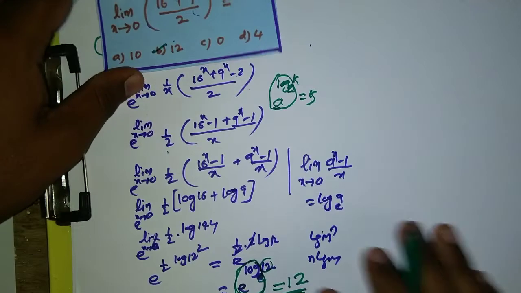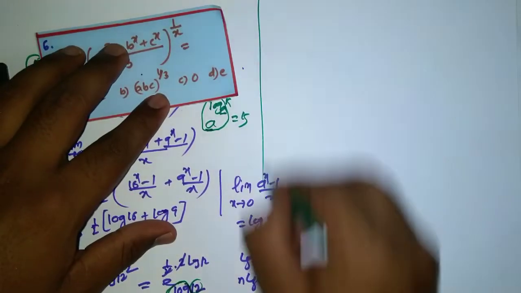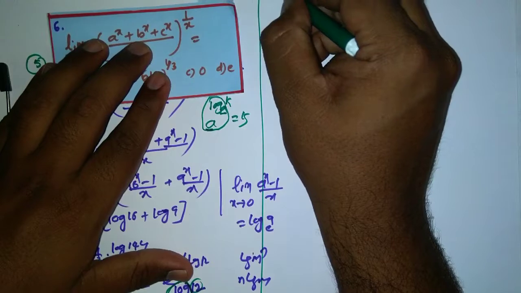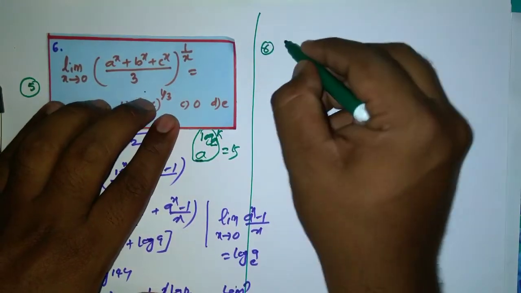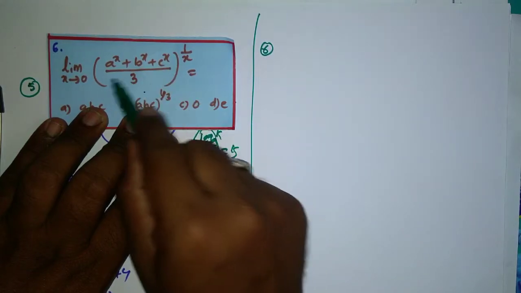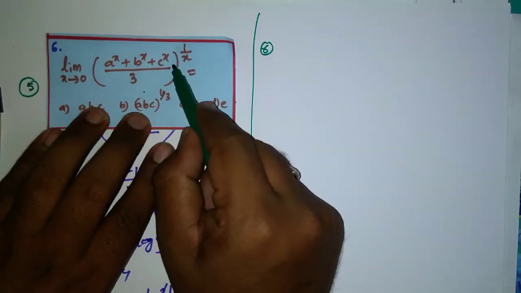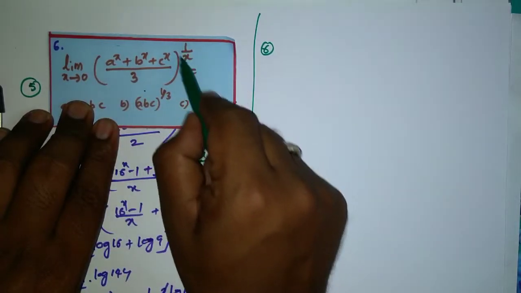Okay. Now we'll go with the last question here. Listen. So what is your question number 6 here? Question number 6. Limit x tends to 0, (a raised to x plus b raised to x plus c raised to x) whole upon 3, to the power of 1 by x here. Okay. So this guy completely has what here? 1 by x is what here?